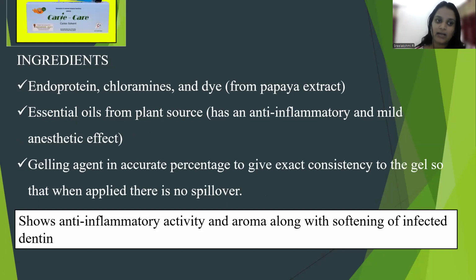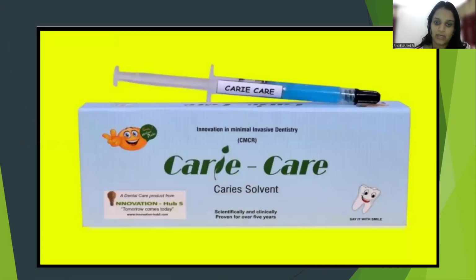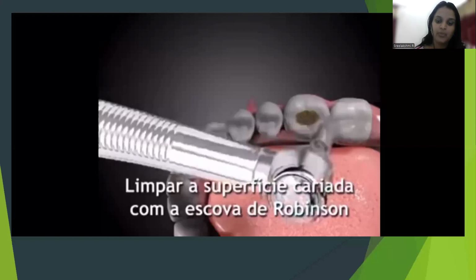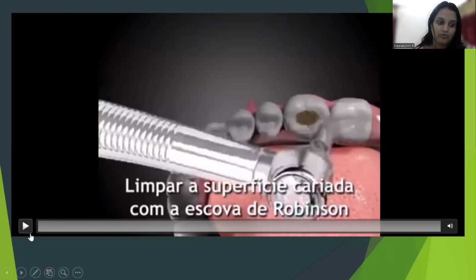So the ingredients, this is another product, this is Carisolv. It has endoprotein, chloramines and dye, papaya, mainly papaya extract, essential oils mainly from plant sources. Gelling agent is in accurate percentage to give exact consistency to the gel. It shows anti-inflammatory action. So this is a picture of it, and this is a video recorded by usage of this CMCR.